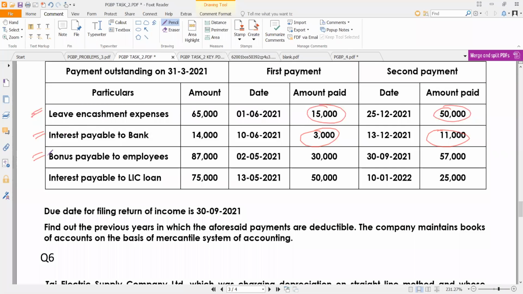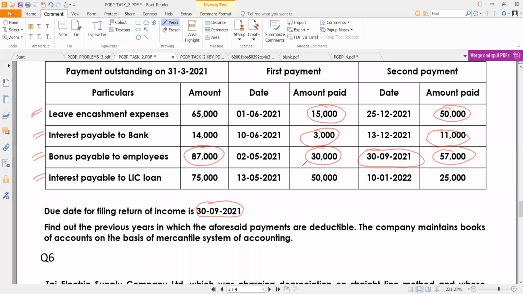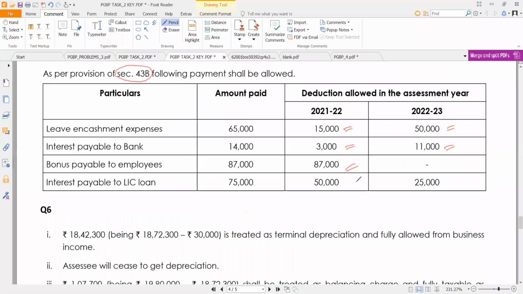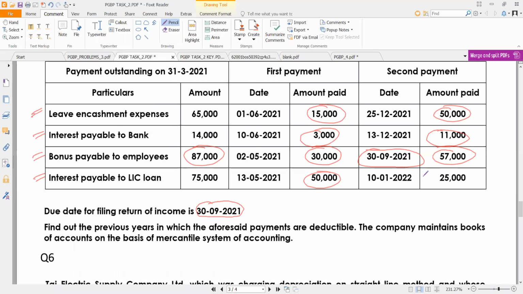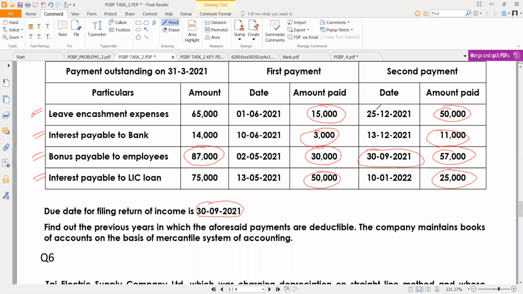Then bonus payable to the employees. That is the entire amount, because the due date for filing the return of income is 30th September and the amount was paid by 30th September. So the total amount, 87,000, will be allowed as deduction now itself. No need to disallow anything. Then interest payable on LIC loan that was given here, 50,000, that will be allowed as deduction now and later. 25,000 will be allowed as deduction in the next year, that is assessment year 22-23.